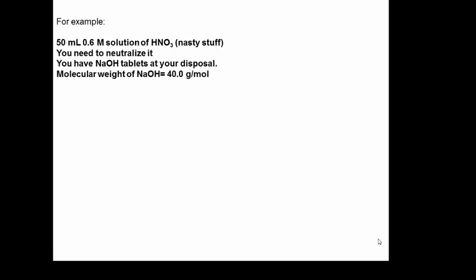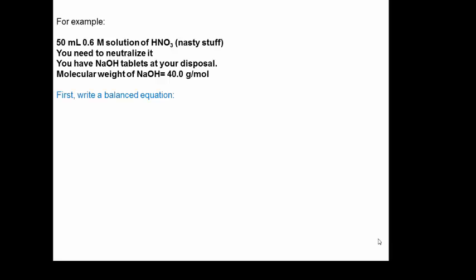So for example, say you have a 50 milliliter solution of 0.6 molar nitric acid. Now nitric acid is something that you do not want to deal with. It's really nasty and pretty corrosive. So you want to neutralize it. What you have is NaOH tablets at your disposal. Sodium hydroxide often comes in these little white tablets. And the molecular weight of sodium hydroxide is 40 grams per mole. So how are we going to figure out how many tablets or what weight of tablets we need in order to neutralize the solution and to make it safe to deal with?